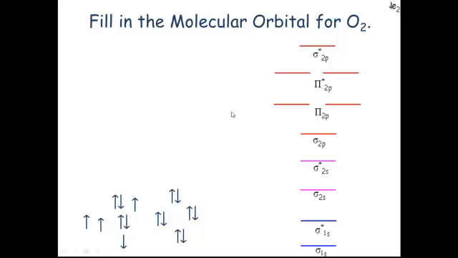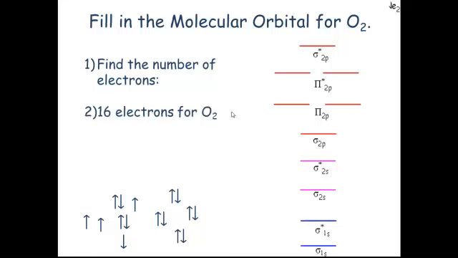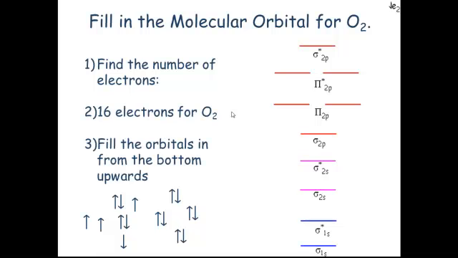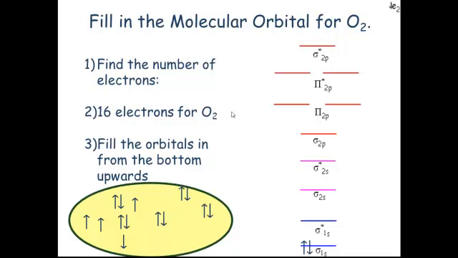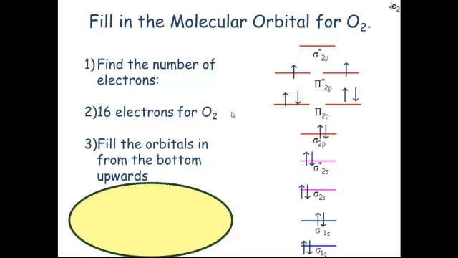So say, for example, we were going to do the molecular orbital for oxygen gas. We would find the total number of electrons, which in this case will be 16. And then we are going to fill the orbitals from the lowest energy up. So we have 16 electrons that need to be filled in, and we'll fill in the sigma, the sigma star, the sigma 2p, the pi 2p, and eventually the pi star 2p orbitals.